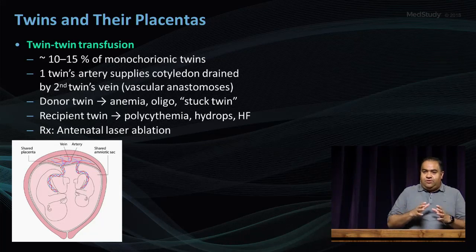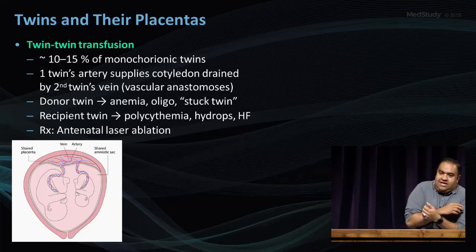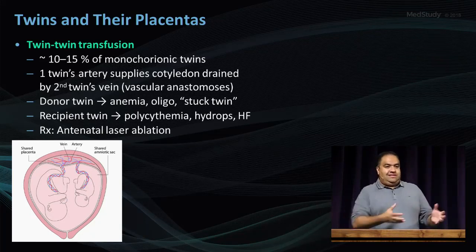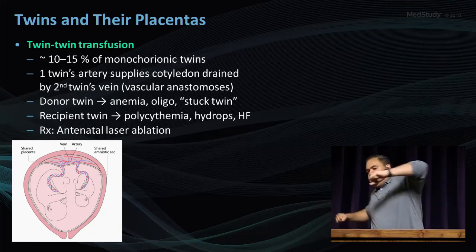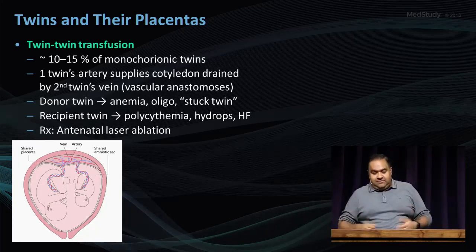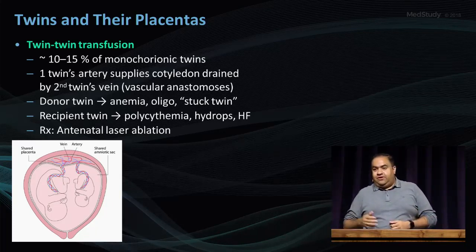So there's like less fluid around them. They're kind of like getting all their nutrients taken out of their body. The recipient twin is like loving it. They're like getting all this extra blood. They're like stretching out. And so the recipient twin gets larger, gets more space, polycythemic, hydrops, heart failure.